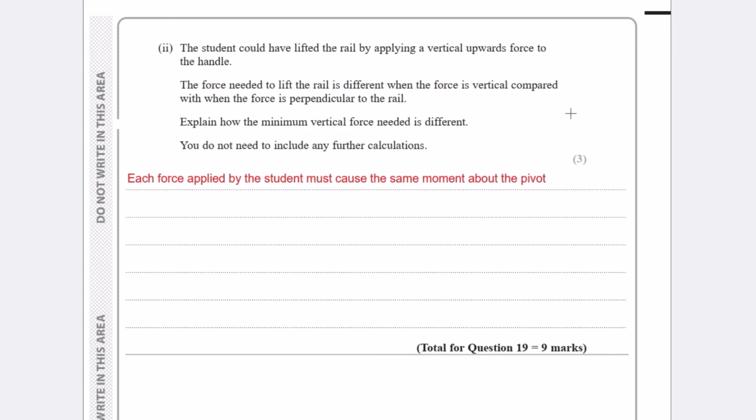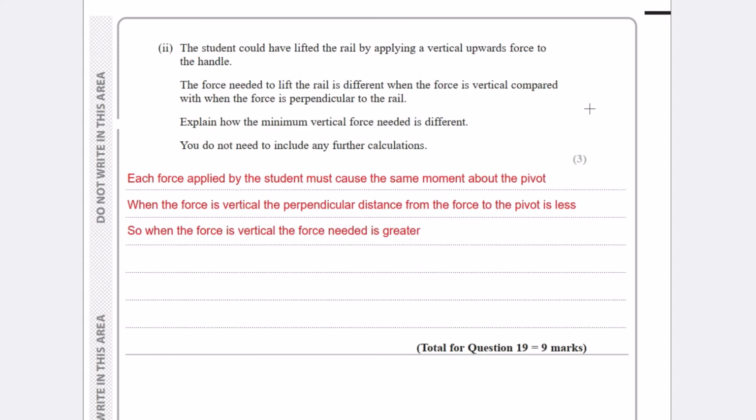In either case, if you have to lift it, total clockwise moment is equal to total anti-clockwise moment. So each force applied by the student must cause the same moment about the pivot if you have to lift it, right? So when the force is vertical, perpendicular distance is less. So moment remaining same, just recall the equation for moment. Moment equals force times perpendicular distance. If the perpendicular distance is now less, guess what? The force required will be greater, according to moment equals force times perpendicular distance.